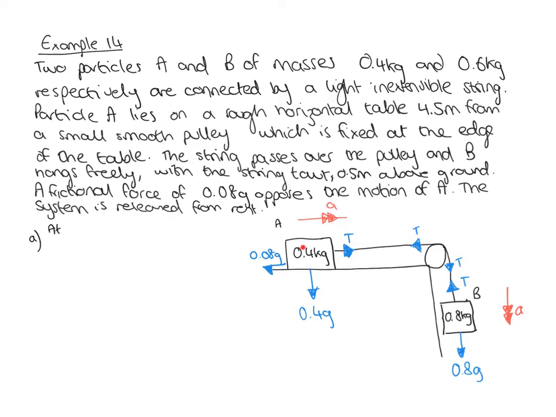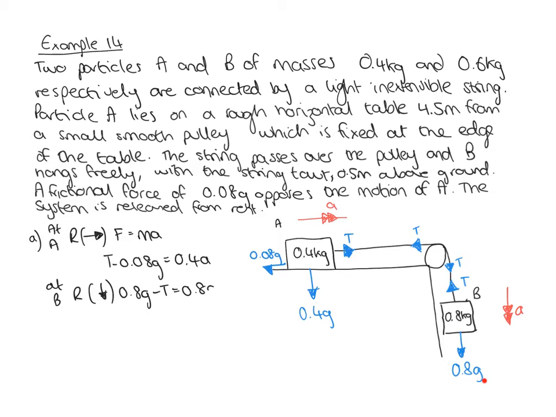And then we're going to do F equals ma at each of these blocks, because we've got the same T, the same a, but different other aspects. So T, which is the force accelerating it to the right, minus the friction is equal to the mass times the acceleration, which for the moment is a. At B, we take down as positive because that's the direction of acceleration. The weight or the force down is 0.8 g minus the tension, which is holding it back up, equals mass times acceleration.